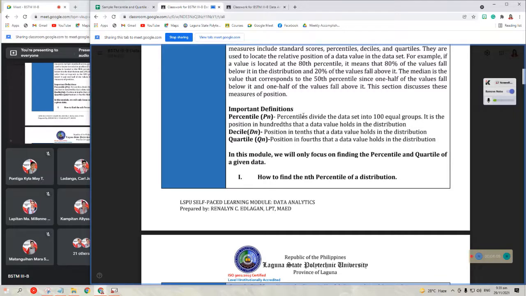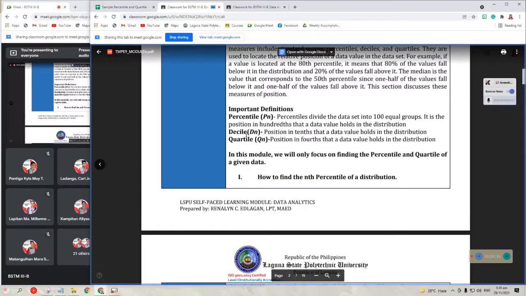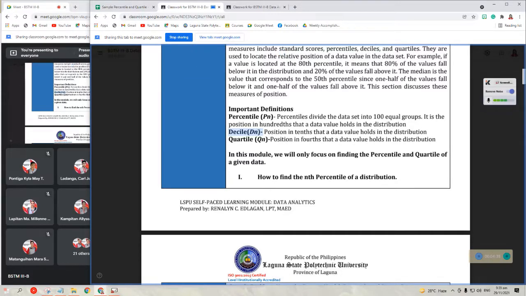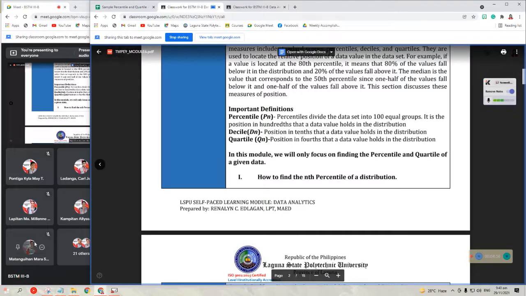Ngayon, ano ang percentiles? It divides the data into 100 equal groups. So, kung meron kayong exactly 100 na respondents, so kada isang value sorted from lowest to highest, yun yung magko-correspond to each percentile. First percentile, second percentile, and so on. So it is the position in hundreds that a data value holds in the distribution. Ngayon, itong decile, sabi ko nga hindi ko siya isinama dun sa mga value na kukomputin natin, pero isinama ko yung definition. So this is the position in tenths that a data value holds in the distribution. Kung si percentile, hinahati niya yung data distribution sa 100. Si decile naman, hinahati niya sa 10.